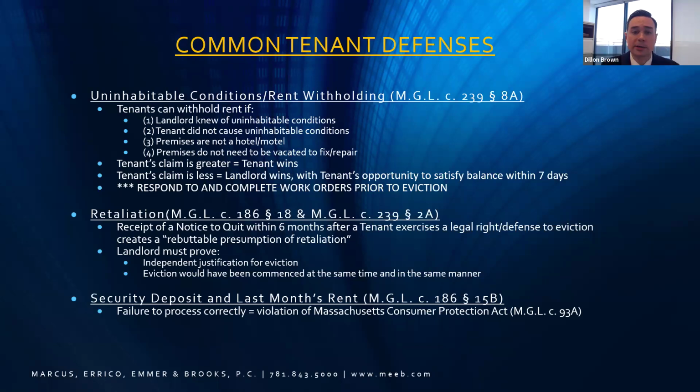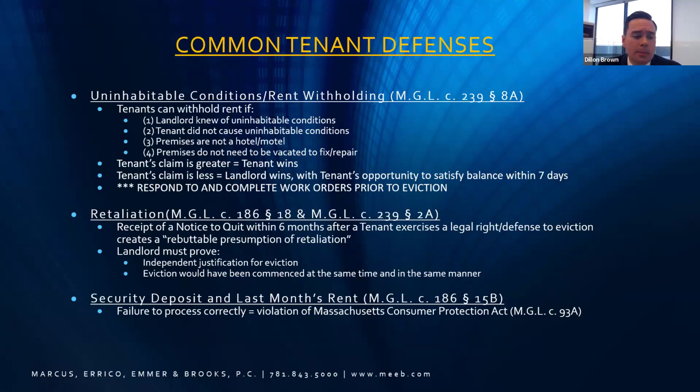So what we want is copies of work orders which show that the things that the tenant is complaining of have been completed. So if the shower drain's not draining, we have a work order from October 5th which says that it was reported, it was handled by our maintenance staff, and that the shower drain has been repaired. So we want details backing up all the repairs that have been made to the apartment, because it can prevent a tenant from prevailing on a rent withholding claim.